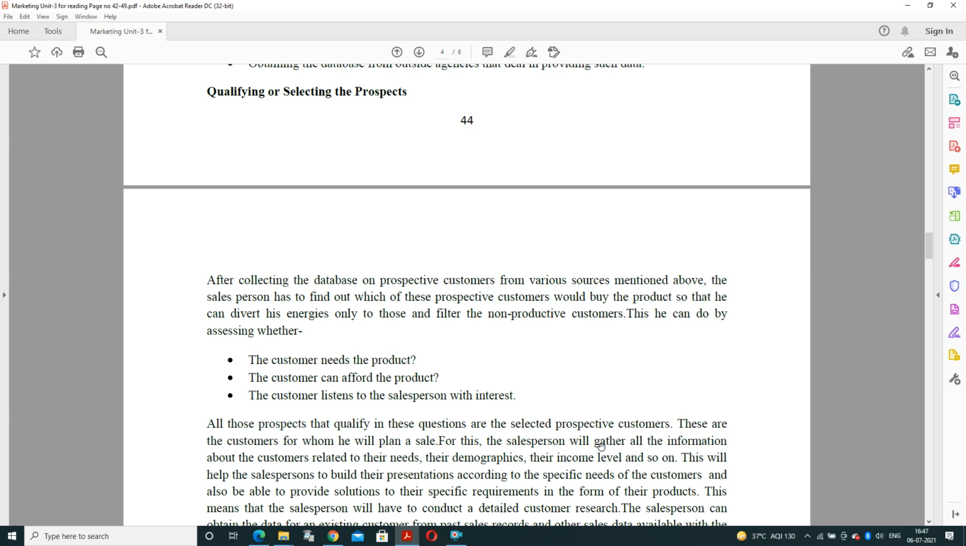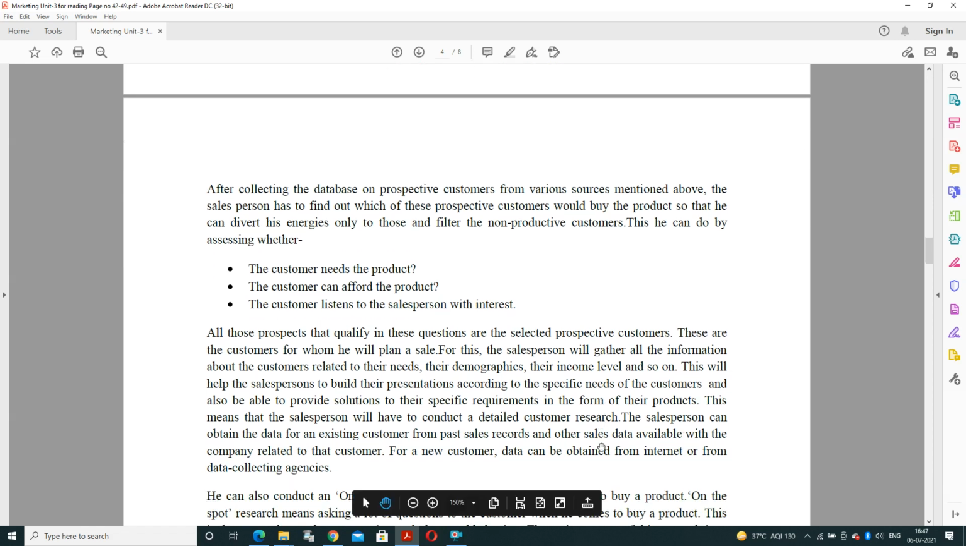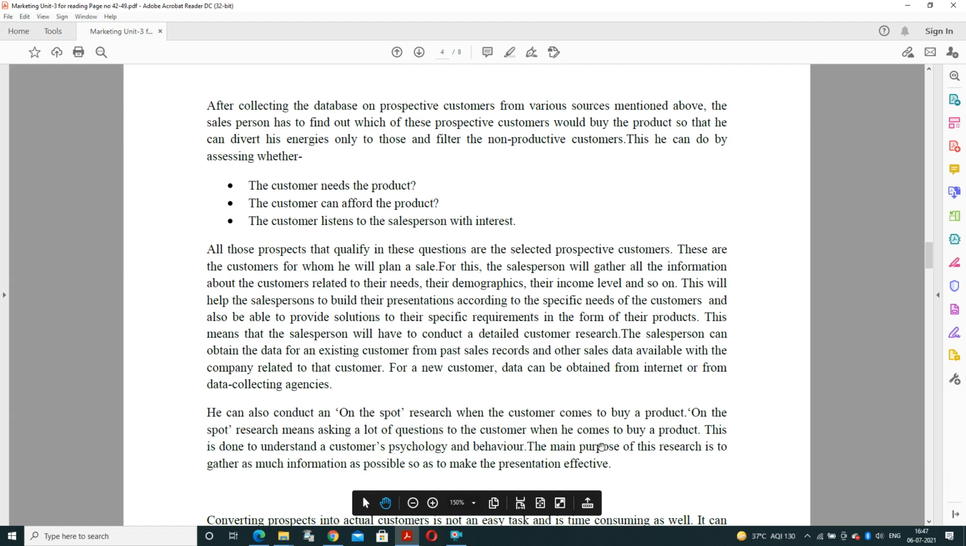So all these prospects that qualify on these questions are selected as prospective customers, and these are the customers for whom he will plan a sale. He will try to sell the product, and for this the salesman will gather all the information about the customer related to their requirement, their demography, their income level, and so on. It will also help the salesman to build the presentation according to the specific need of the customer, and also to provide a solution for their specific requirement.